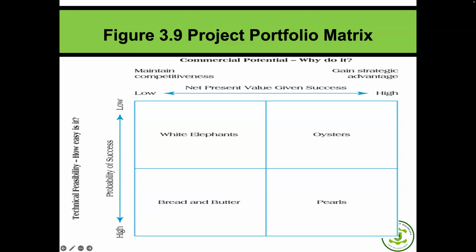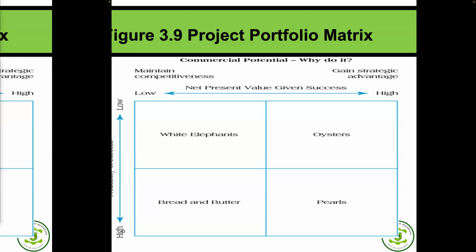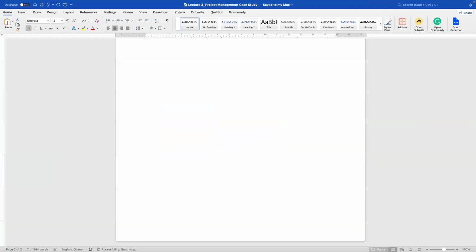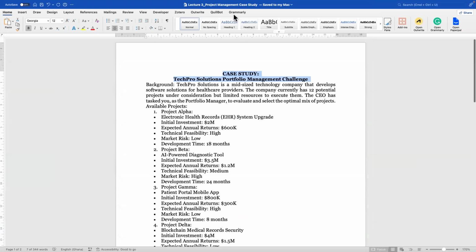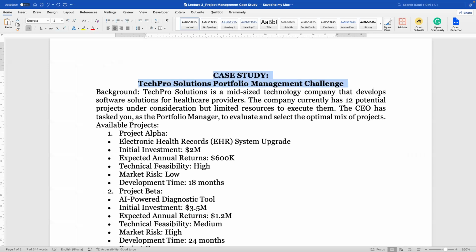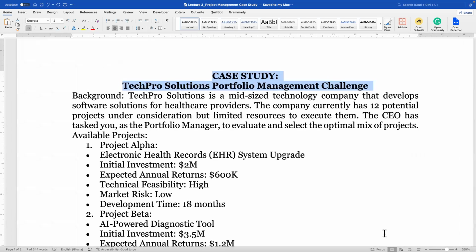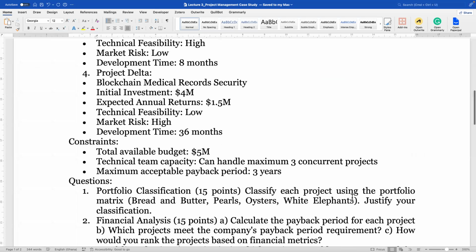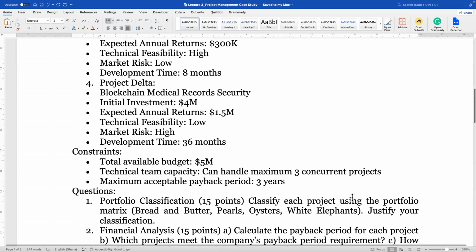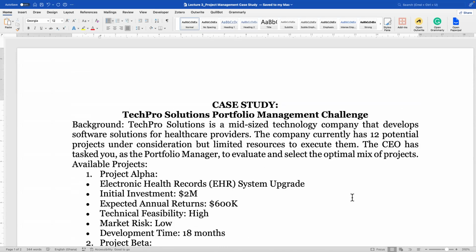Okay. Now let me show the case study. Yeah, so let's look at this. It consists of several projects, about 4 projects. Can you see? Can you all see?